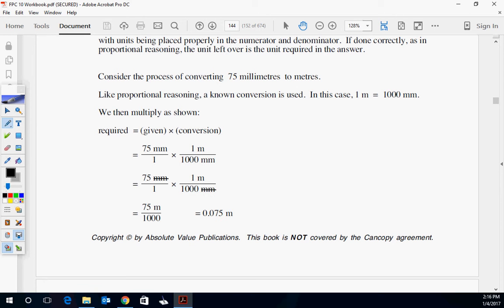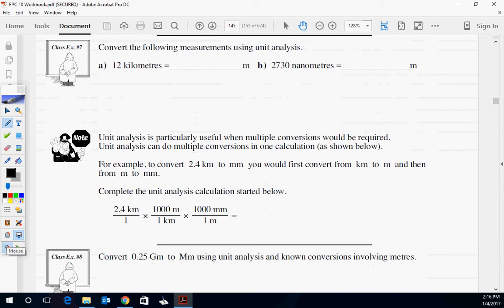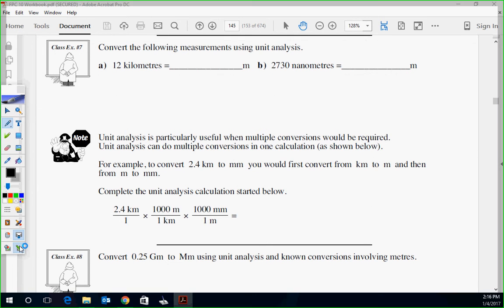Okay, so I'll show you here. Convert the following: 12 kilometers to meters. So I'm going to go 12 kilometers, that's my given, times 1,000 meters over 1 kilometer. It's called unit analysis because we're comparing the units in a way that kilometers will cancel, because we want the answer in meters. 12 times 1,000 is 12,000. 1 times 1 is 1. So we really get 12,000 meters. Unit analysis.